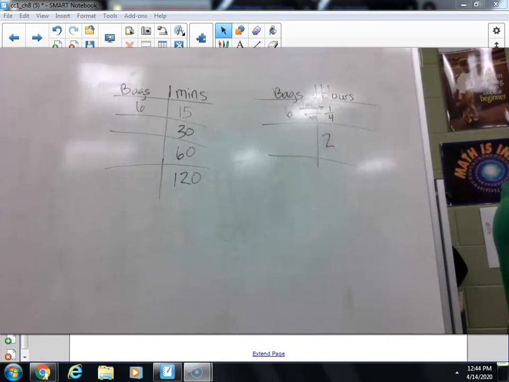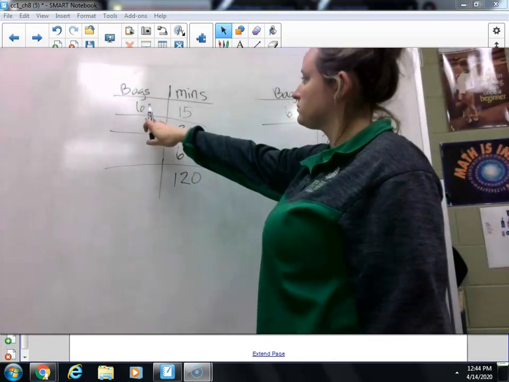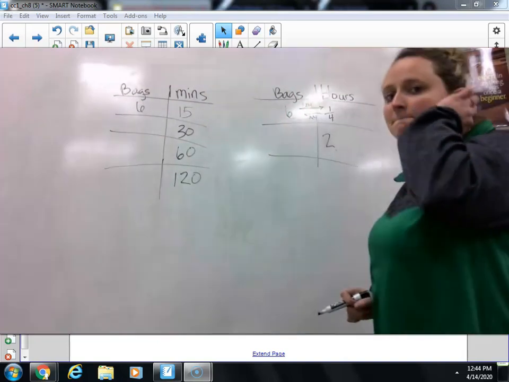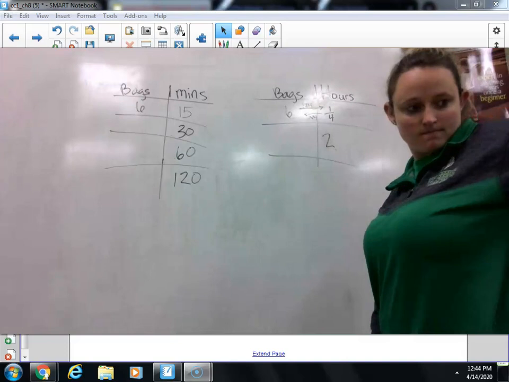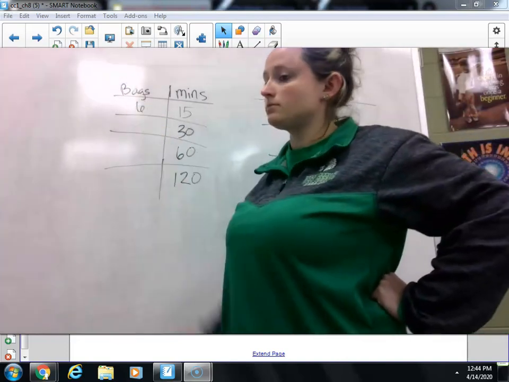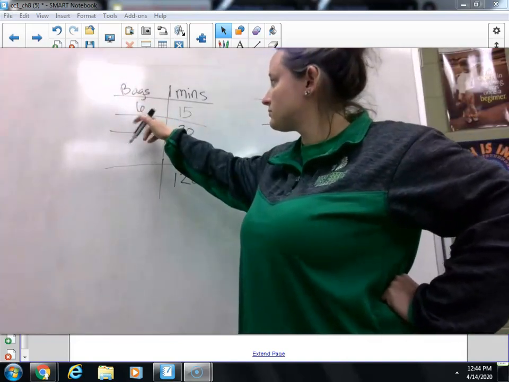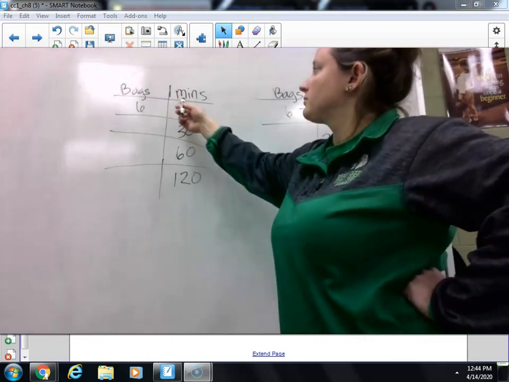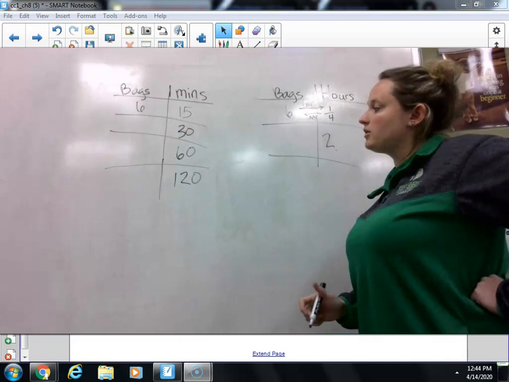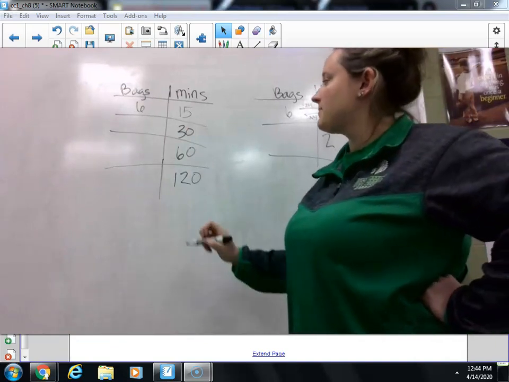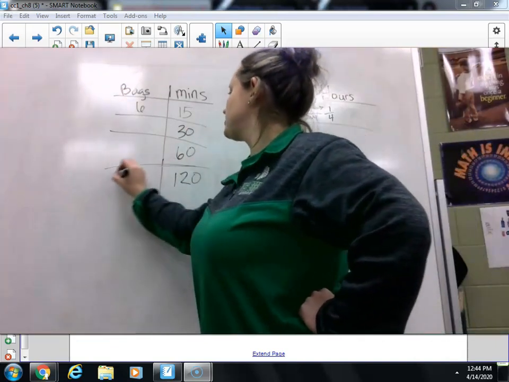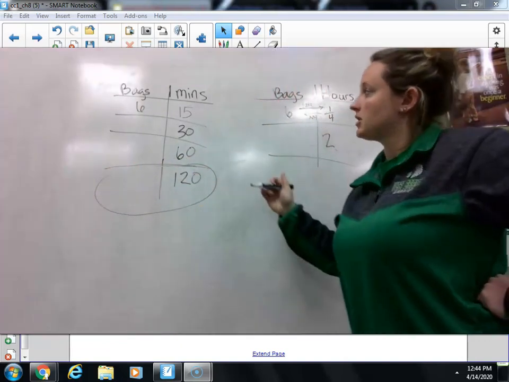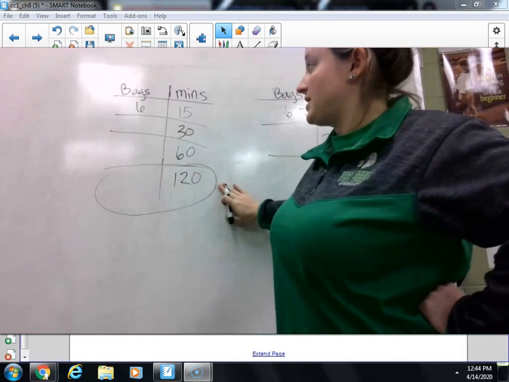All right, so let's see how you did. In this problem, we are comparing the number of bags we can fill and the time it takes us to fill them. You'll remember, we always want to use the rate that they give us, that we can fill 6 bags in 15 minutes. So that's why we use the labels bags and minutes. In order to find out how many bags we can fill in 2 hours, which is actually 120 minutes, we're going to complete the table.